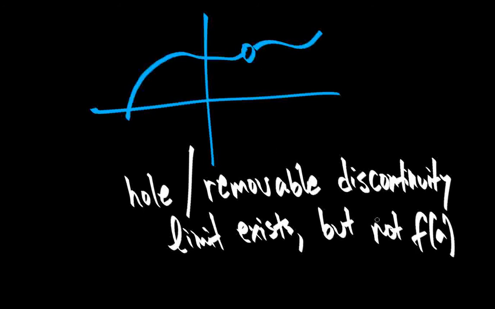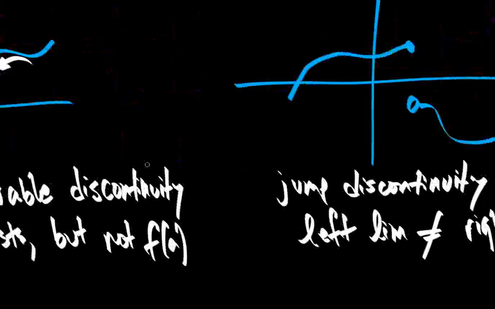And this is the discontinuity that comes from the limit existing, but the function at that value does not match up. So in this case, the limit exists because from the left and from the right, I'm both approaching the same value. But at that point, something weird is happening. Either there's a hole or the value is way up here or something. So this is where the limit exists, but f at that point is no good. We call those holes or removable discontinuities.